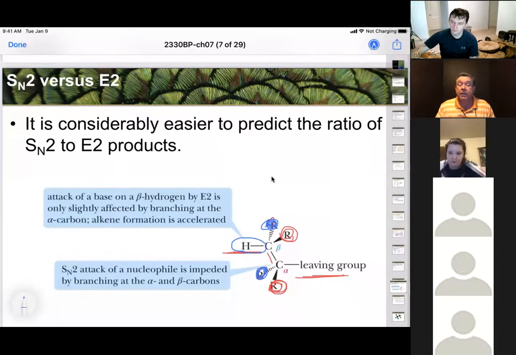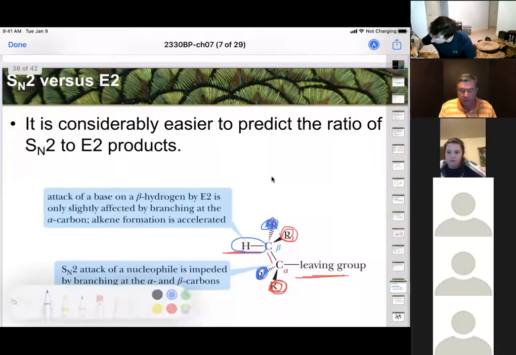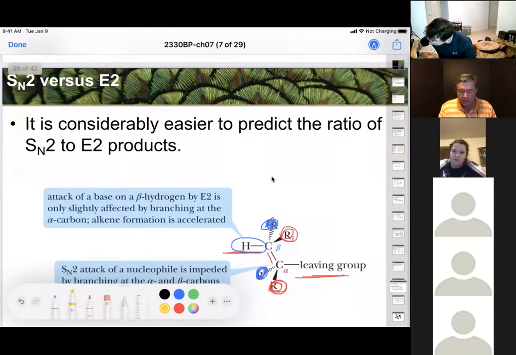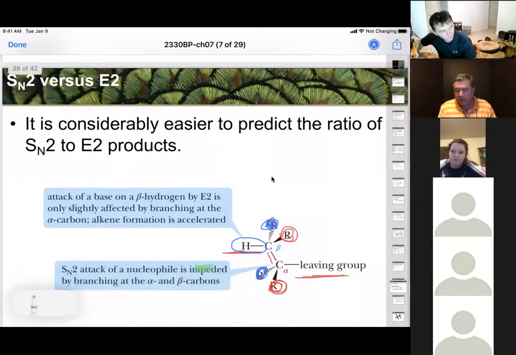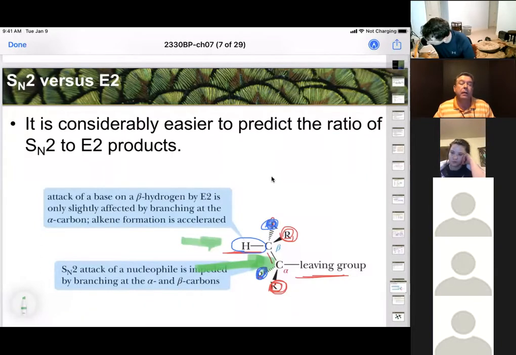Now, what do we have when we do an SN2 reaction? In an SN2 reaction, we have our nucleophile, and I'm going to put it in green here, coming and hitting the opposite side of the leaving group, right? Because it has to form the bond and break the bond at the same time. So notice, whether we're having a base or a nucleophile, we're all coming in from the same side of that alpha carbon.